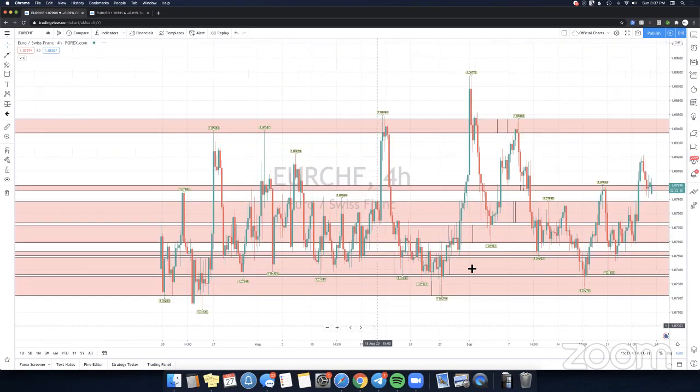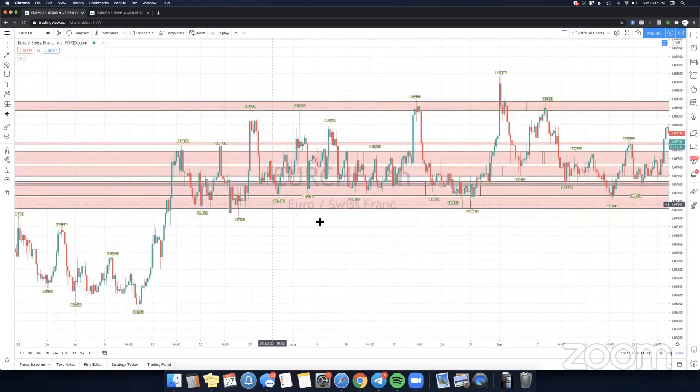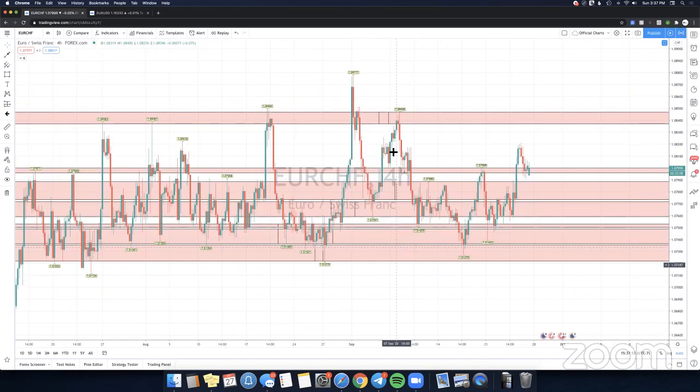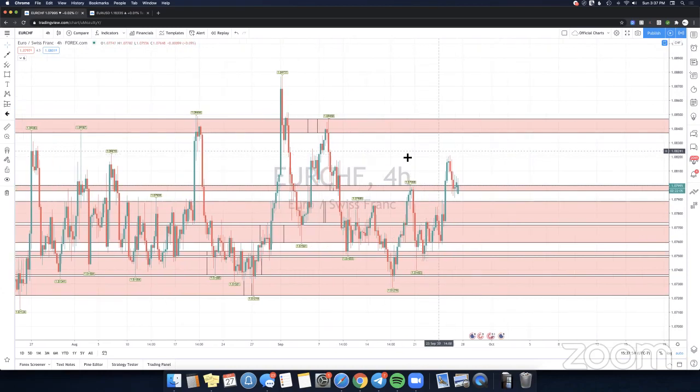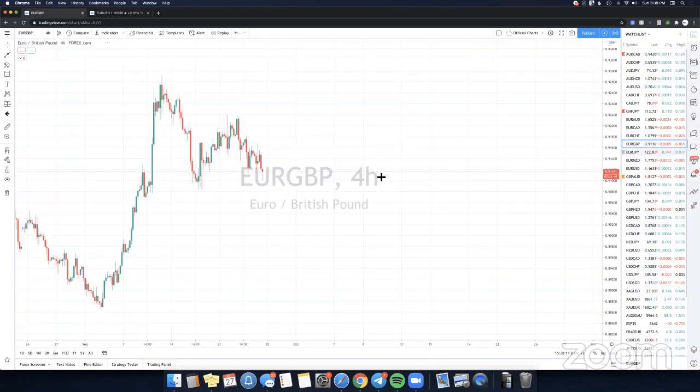So right here, you can see it literally bounces within the zones so often where it just creates too many zones, and it makes it hard to really see where you should be trading. But just for your reference, the lower zone right here is going to be 1.07886, and the upper zone over here is going to be 1.0837. So those are the two zones right there. Move on to the next pair, EG.